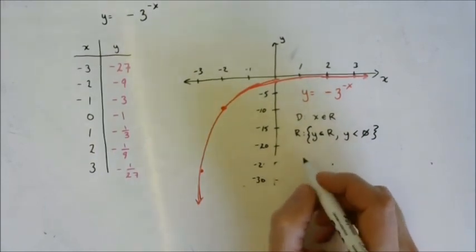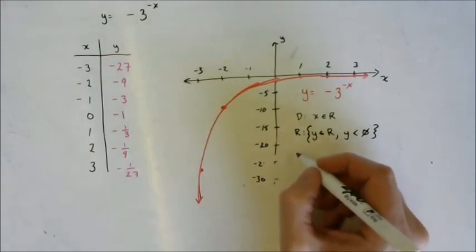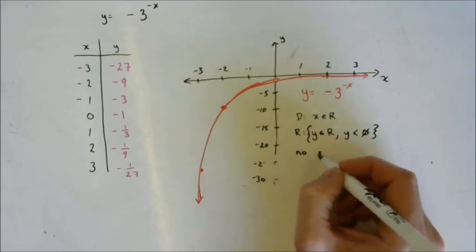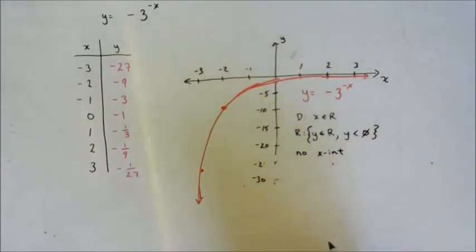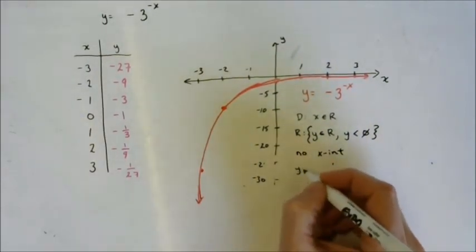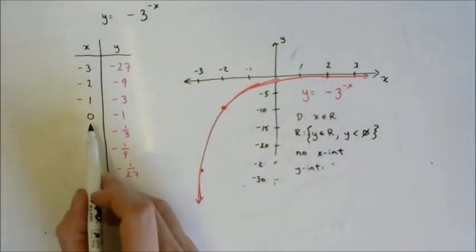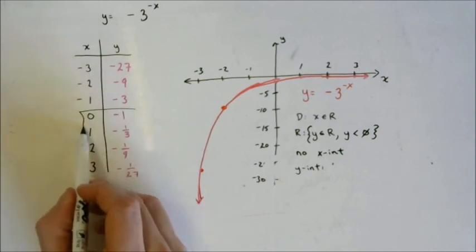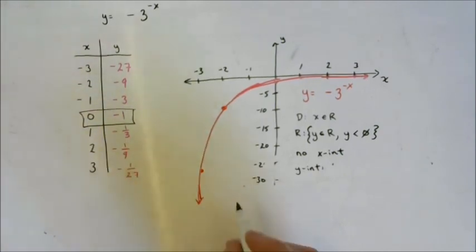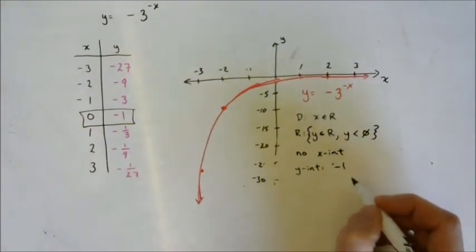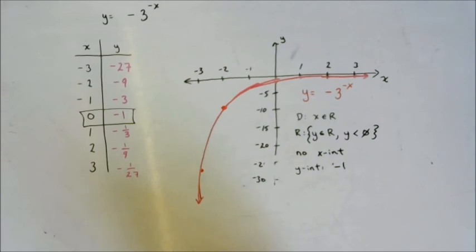What else are we looking for? x-intercepts. Are there any x-intercepts? No x-intercept. y-intercept? That's easy. y-intercept of negative 1. Intervals of increasing and decreasing.